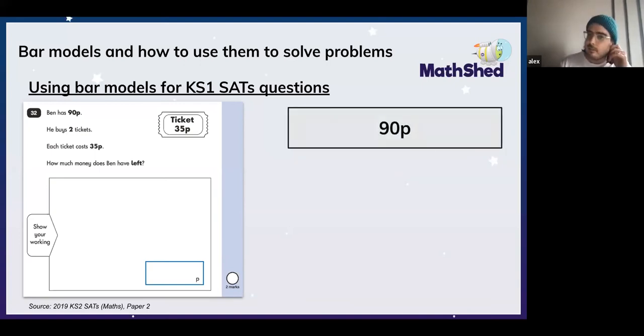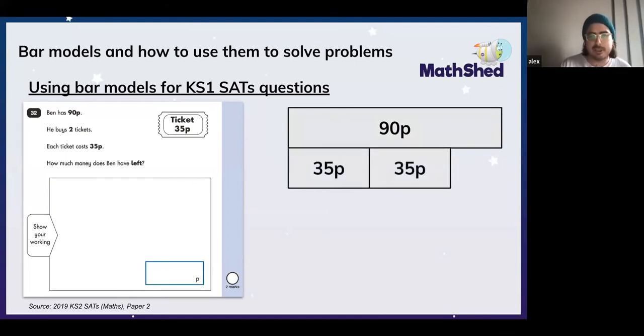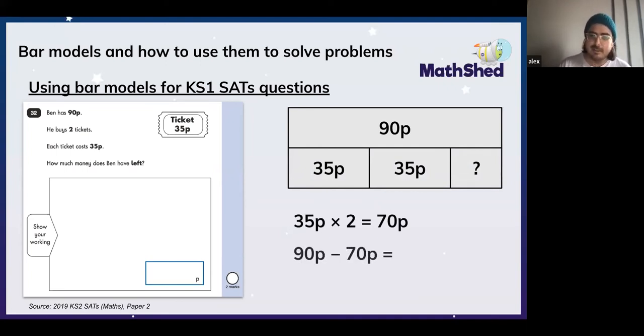We know that Ben has 90 pence, so we've got a total amount, and then he buys 2 tickets, which are each 35 pence. How much change does he have essentially? That's the unknown. This isn't really much different to the algebra question really, which is quite interesting. And here, 2 lots of 35p, 70p. So from the 90p, we take away 70p, and we know that Ben has 20p of change left over in his pocket.